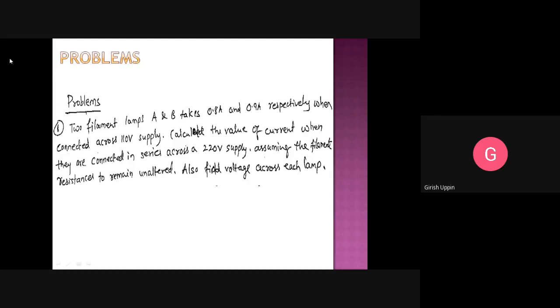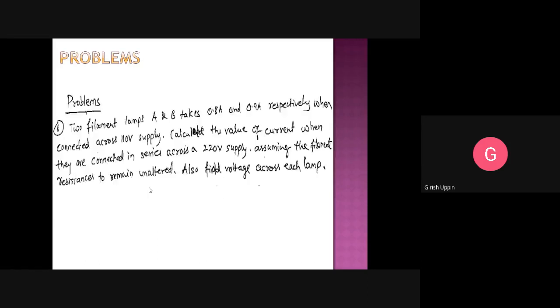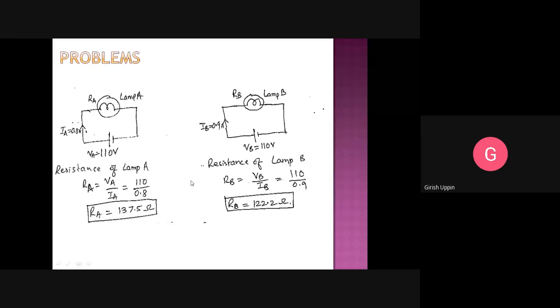Here, first you have to remember to draw the circuit diagram whenever you get a statement like this. This is a problem statement given in text format. Convert that into a circuit diagram. The first sentence: a lamp A connected to a 110 volt source draws 0.8 amperes. You can say R1, R2, or RA, RB, whichever convention you want to follow. So this is the first circuit diagram, and this lamp is drawing 0.8 amperes.